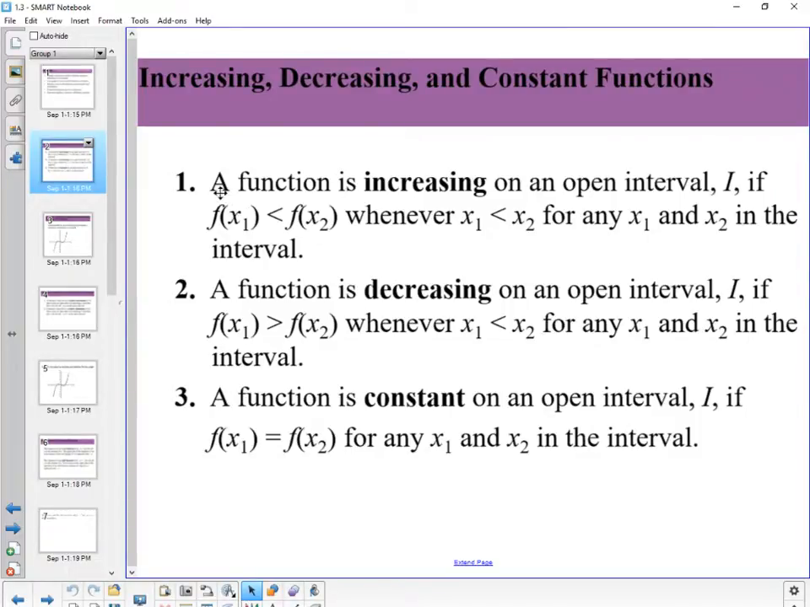Isn't that trippy? Try reading it, right? A function is increasing on an open interval, we'll call it I, if f of x sub 1 is less than f of x sub 2, whenever x sub 1 is less than x sub 2, for any x sub 1 and x sub 2 in the interval. Mathematically it's correct. So if you're doing mathematical work and you want to send it off to somebody to look at it, you need to describe it in terms that any mathematician will be able to decipher. Does that make sense? You have to have rules, and those are the rules.